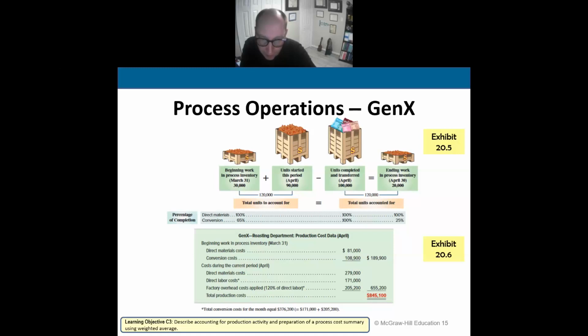I add my beginning work in process balance, 188,900, plus my cost during the month of April, 655,200, to get my total production cost of 845,100. Makes sense so far?